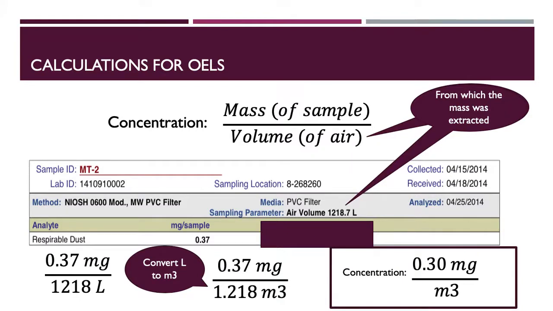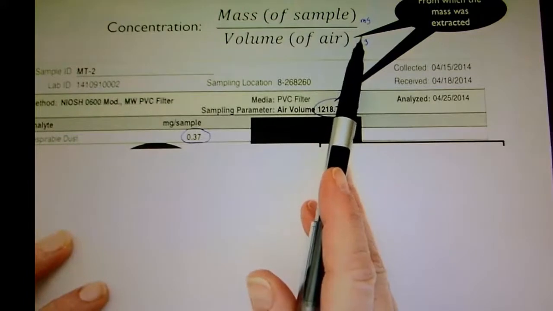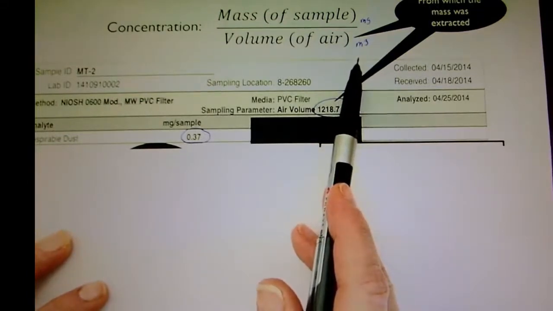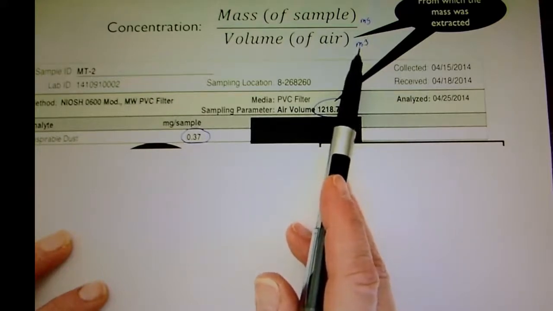So we're going to move on to do some calculations. So calculations for occupational exposure limits. And the first calculation that we'll do together is to calculate your concentration. So let's do a calculation to calculate the concentration that we found after we sampled in the workplace. The formula for a concentration is mass, usually in milligrams, sometimes in micrograms, over a volume of air. We typically use cubic meters, so milligrams per cubic meter.